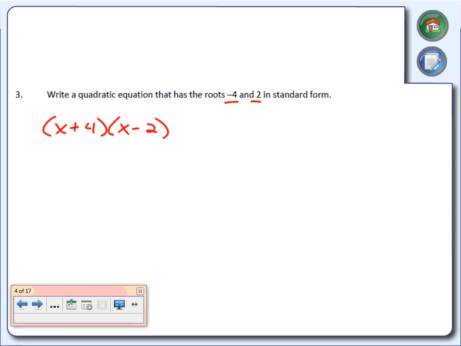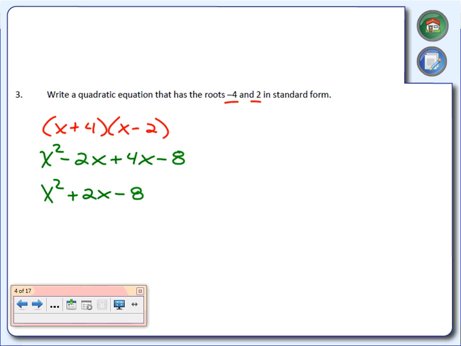And if we know the factors, we should come up with the quadratic using some FOIL method here. So that's what I'm going to do next. X times x is going to give me x squared. X times negative 2 is negative 2x. 4 times x is 4x. And 4 times negative 2 is negative 8. If I simplify that, I end up with x squared. Negative 2x plus 4x gives us a 2x. And of course, I still got my minus 8.